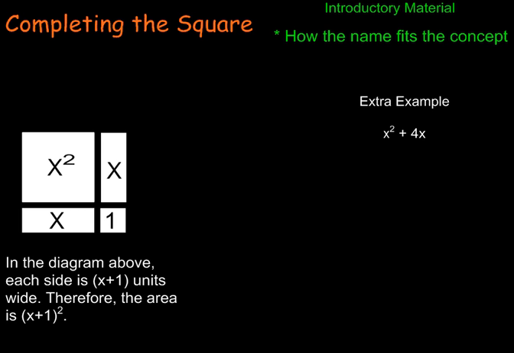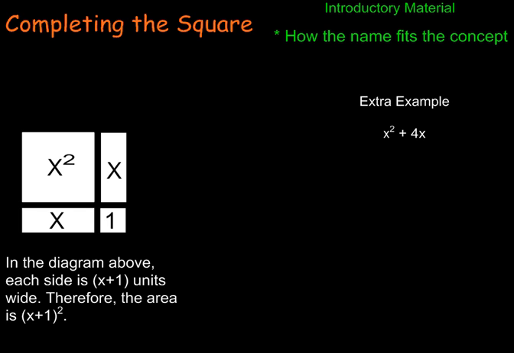Here I have a diagram that has x squared, a rectangle that is x, which would be a 1 by x, another one that's horizontal that is also x, and then a 1. We can see in that picture that the sides are both x plus 1 units, so the whole area is x plus 1 squared. Usually when we're going with completing the square problems, we have an example such as x squared plus 4x, and it says complete the square.